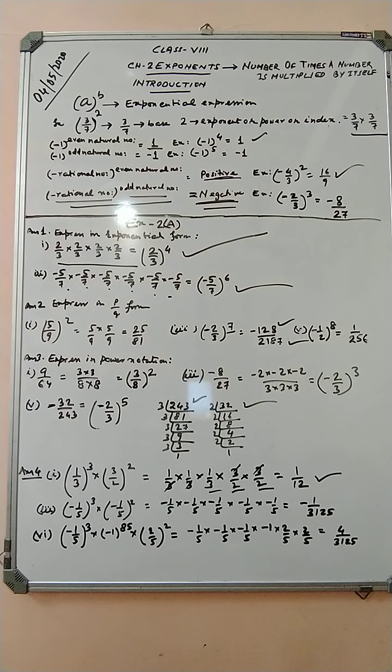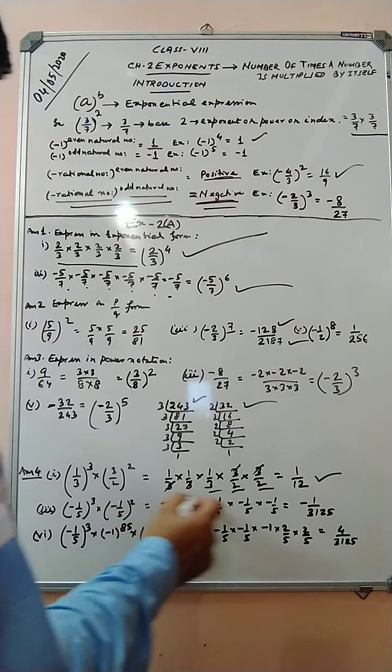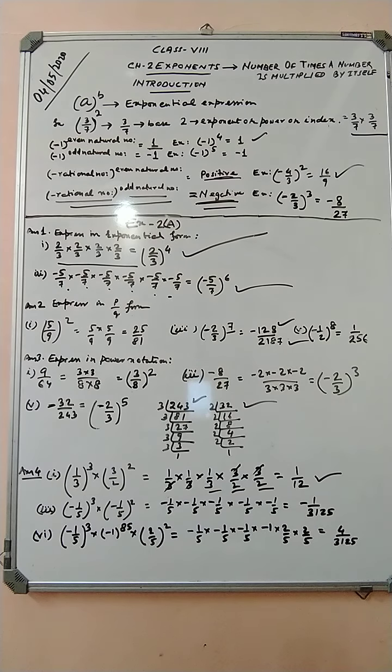Similarly, in part number 3, minus 1 by 5 to the power 3 into minus 1 by 5 to the power 2. So minus 1 by 5 into minus 1 by 5 into minus 1 by 5, you can write 3 and 2, that is 5 times. So as 5 times are there, it is negative, 1 by 5 to the power 5, that is 3125.